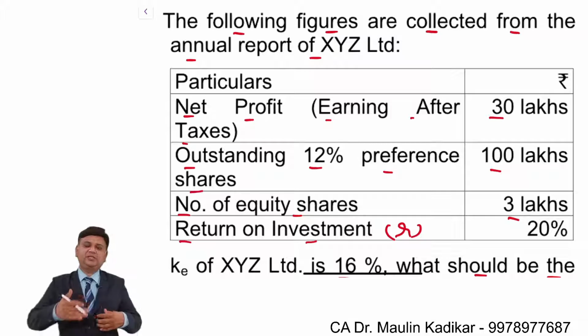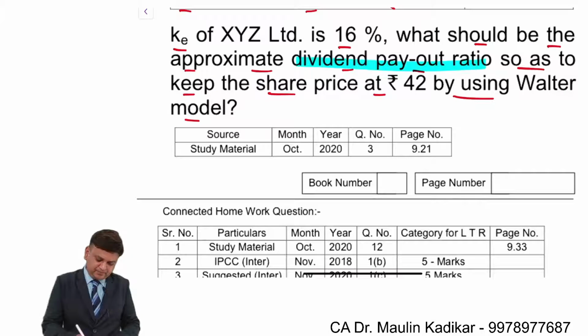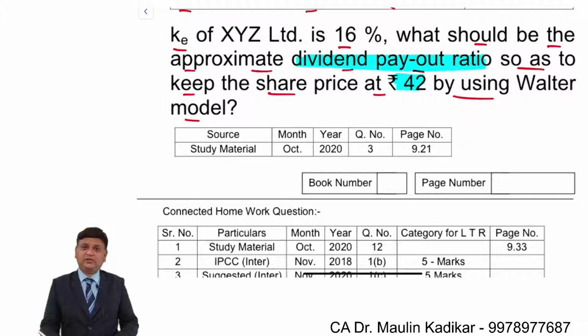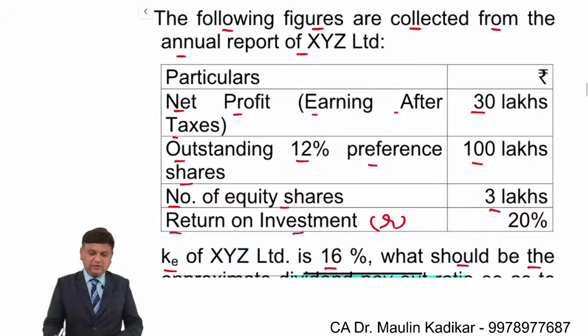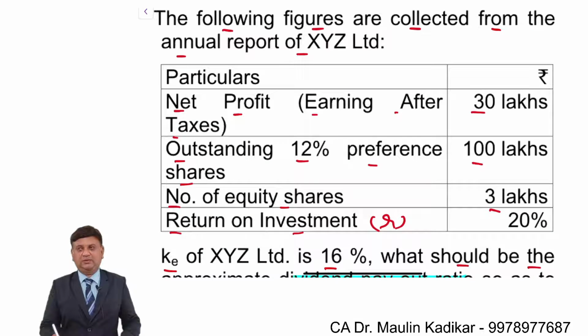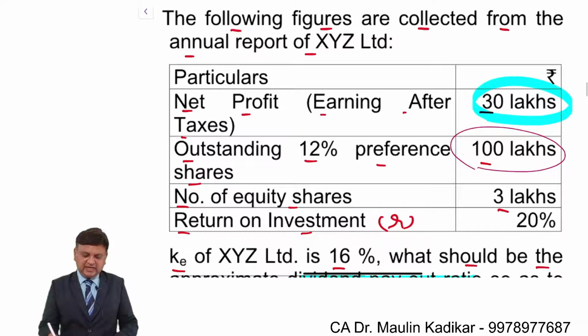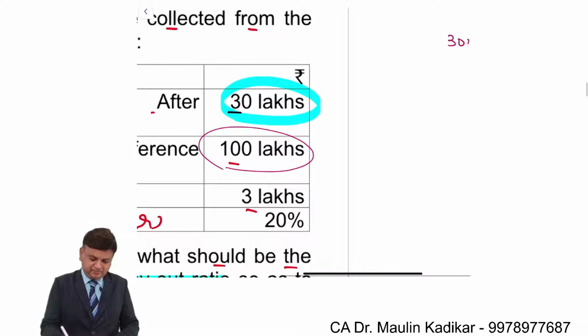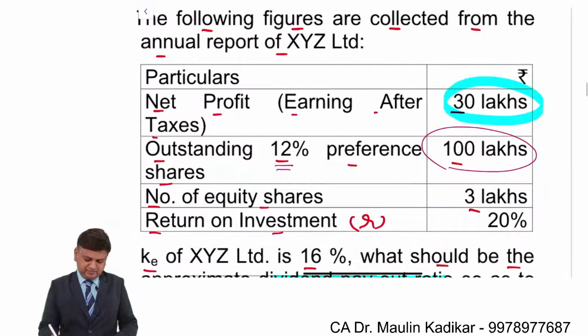So this time friends, the question is providing the information that you are required to compute the dividend payout ratio so that the market price of the equity share is 42. For this, first of all, we are required to make the computation of the earning per share. How to compute the earning per share? We know that 30 lakhs is the earning after taxes, 100 lakhs is the preference capital, and the rate of preference dividend is 12%. So 30 lakhs minus 12 lakhs, so this is 18 lakhs.